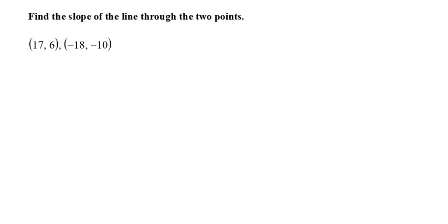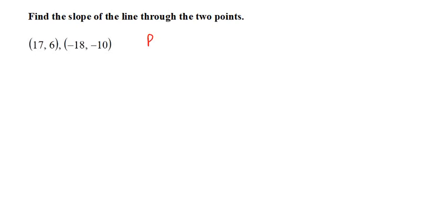In this problem, we're directed to find the slope of the line through the 2 points, and we're given two points here. We're given 17, 6, and we're given negative 18, negative 10. So the first thing I'm going to do in this problem is label one of these ordered pairs as point 1, and then I'm going to label the second ordered pair as point 2.